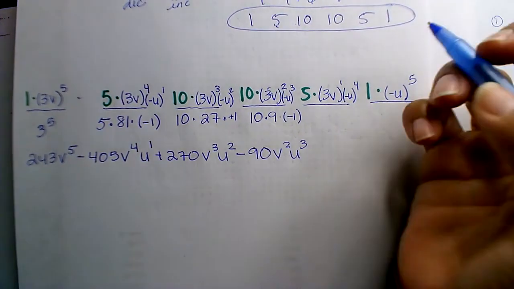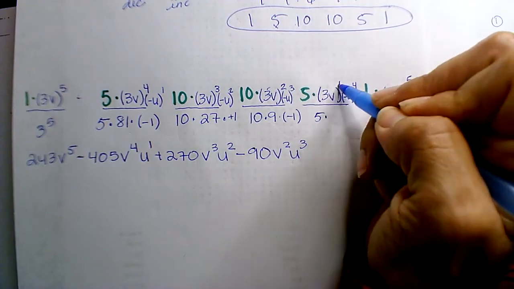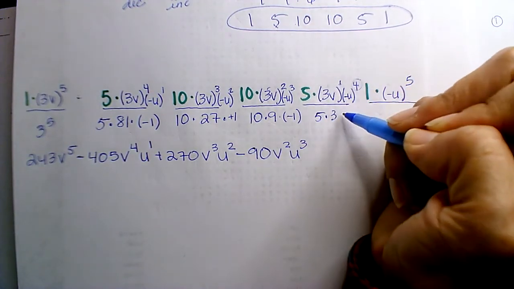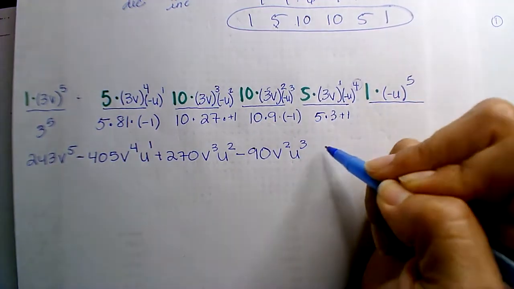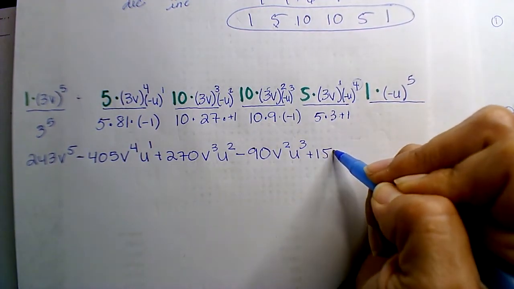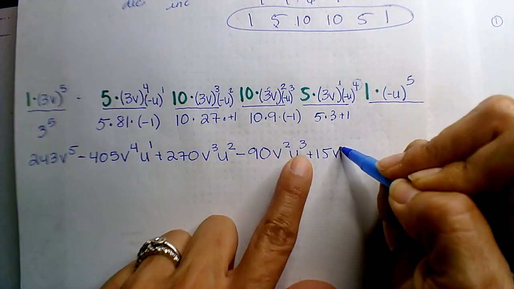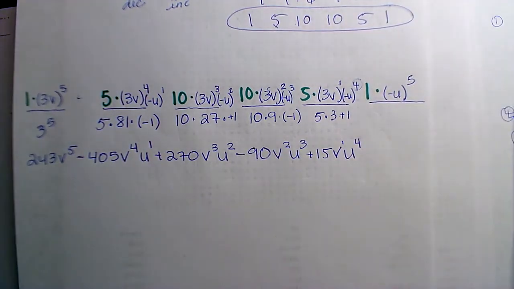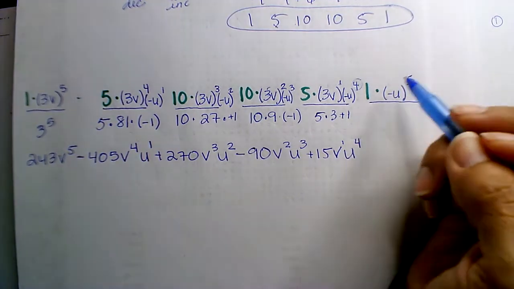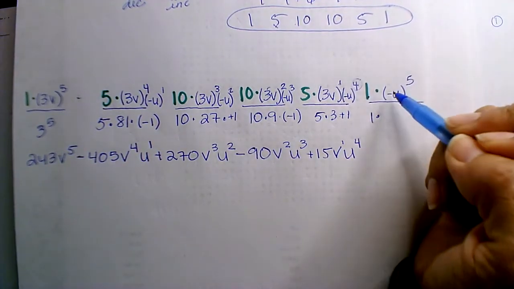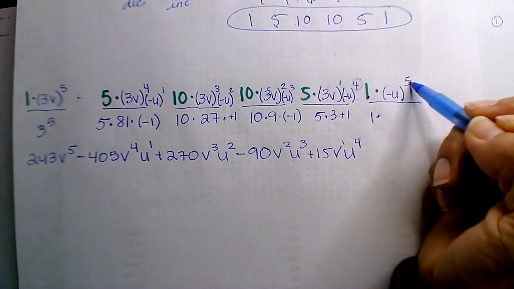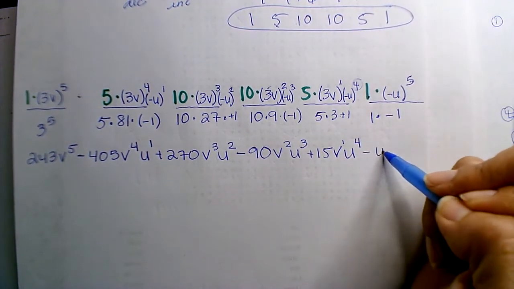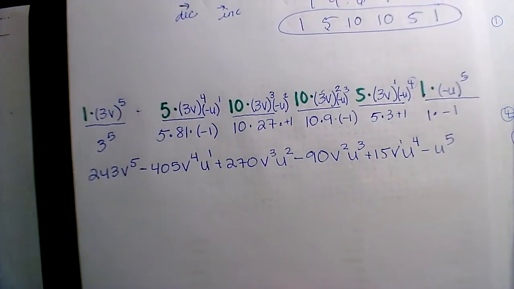Okay, so the next, you have 5. 3 to the 1 is 3. Negative 1, this is an even number, so it's just positive 1. And so that's 15. Go down, v. Go up, u to the 4. And if you want to write the 1, you can. And then lastly, negative 1 to the 5th, that's an odd exponent, so it's negative 1, so it's negative 1, u to the 5th. And so this is the expansion.